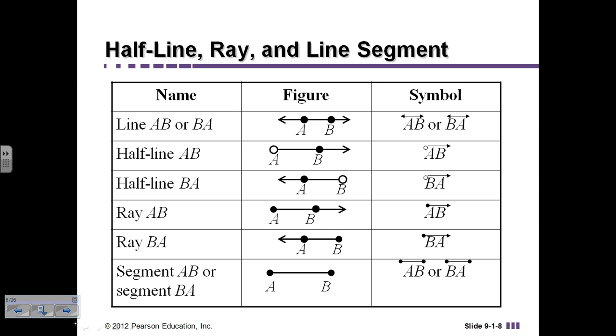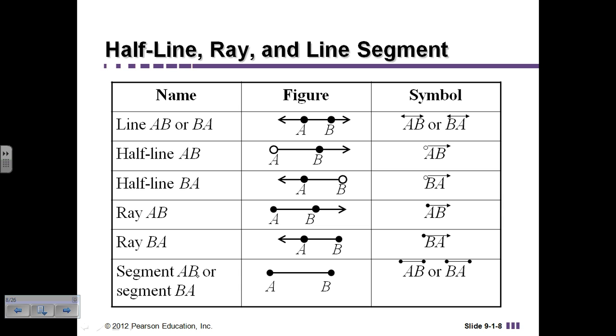All right, so here's a summary of everything. With a line, we can name the line using the letters in any order. So I could say AB or BA. And the symbolism that I gave you was the line segment above it. The half line is called AB again, and you have the open circle at A and the closed circle at B. The half line BA just means it's moving in the opposite direction. Ray AB, ray BA, again moving in the opposite direction. And with segments, you can name it as AB or BA, just like with a line.